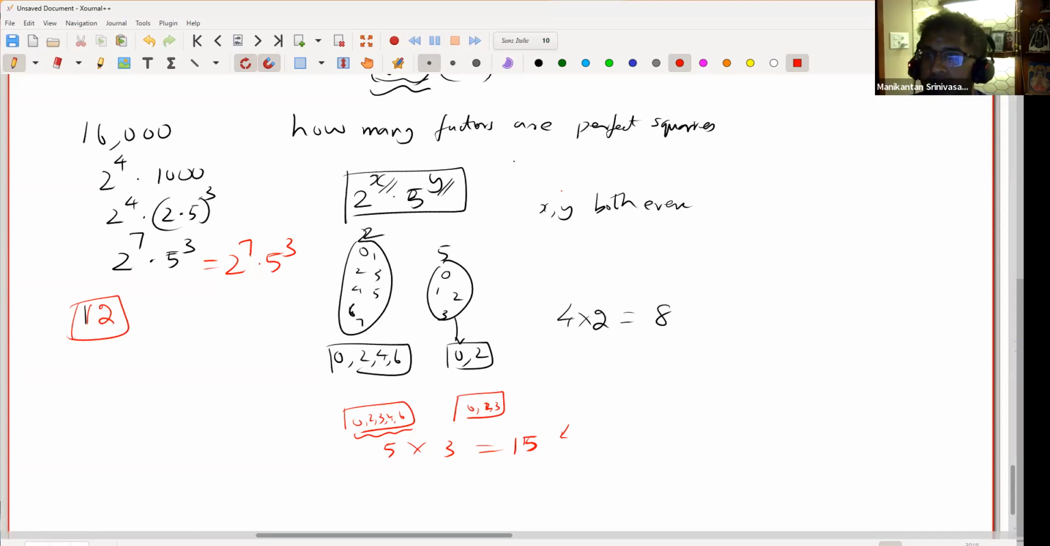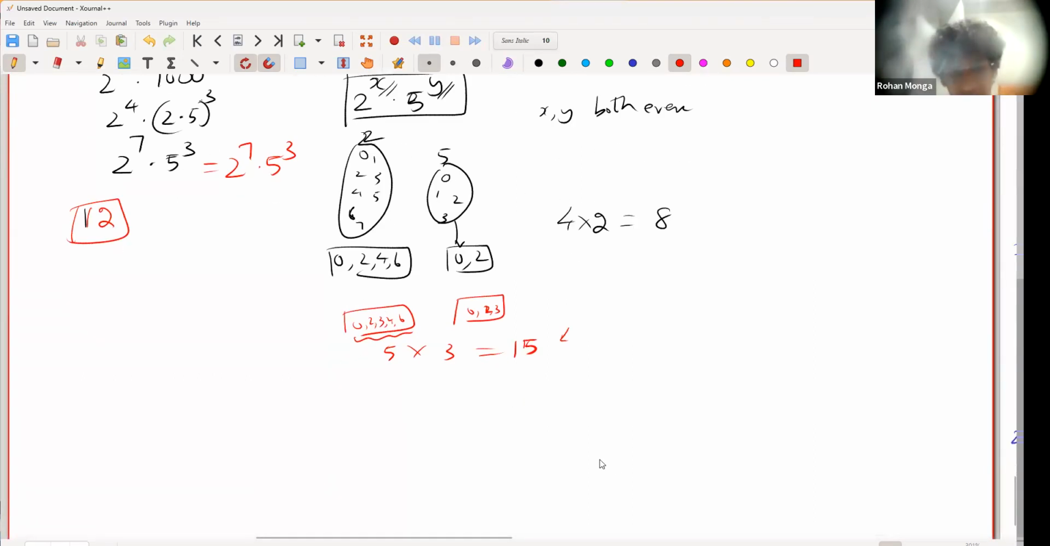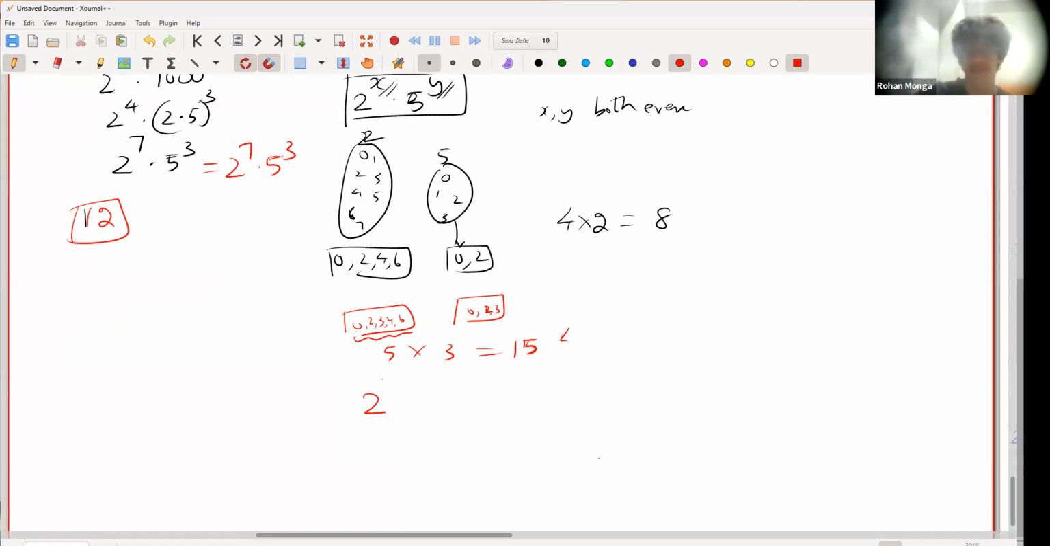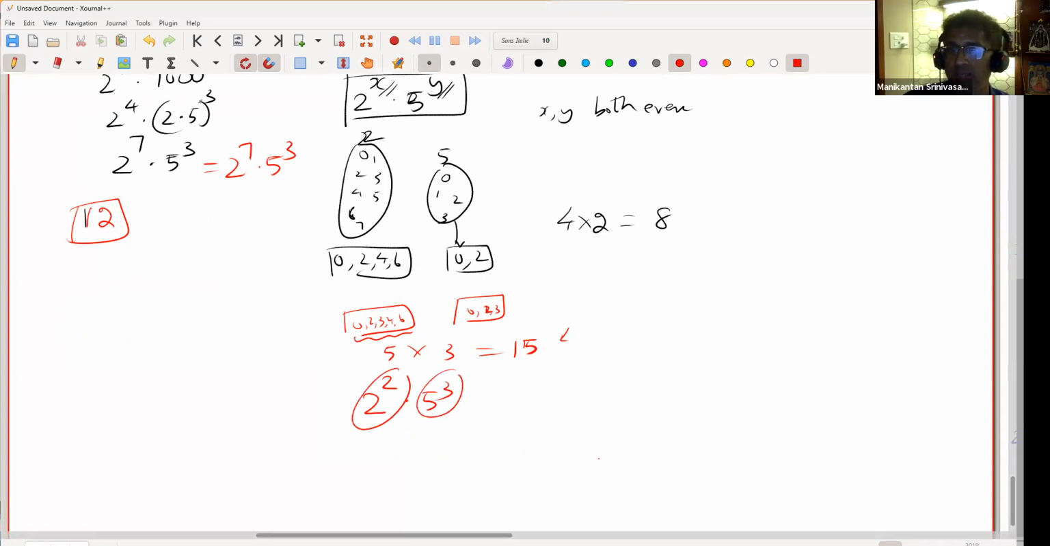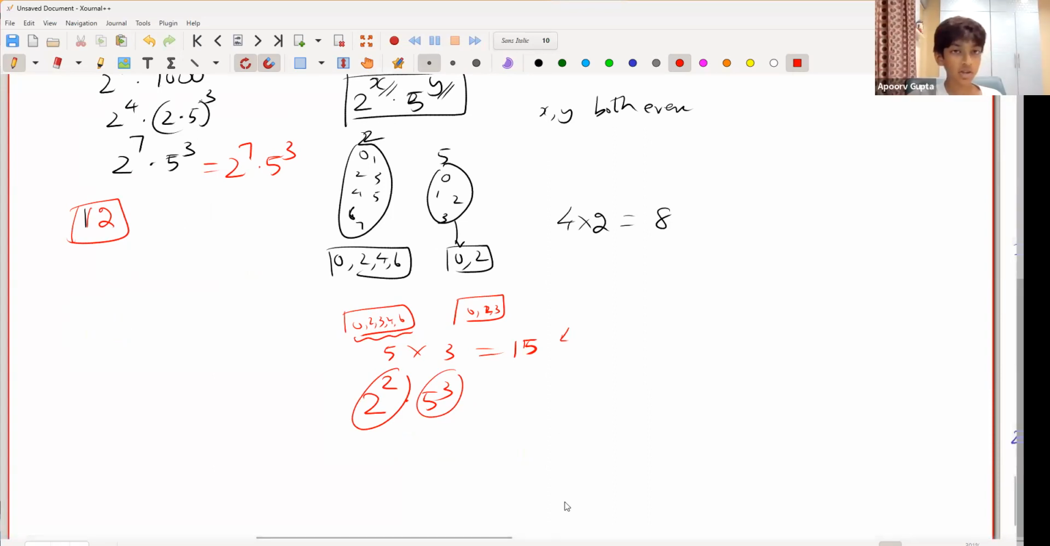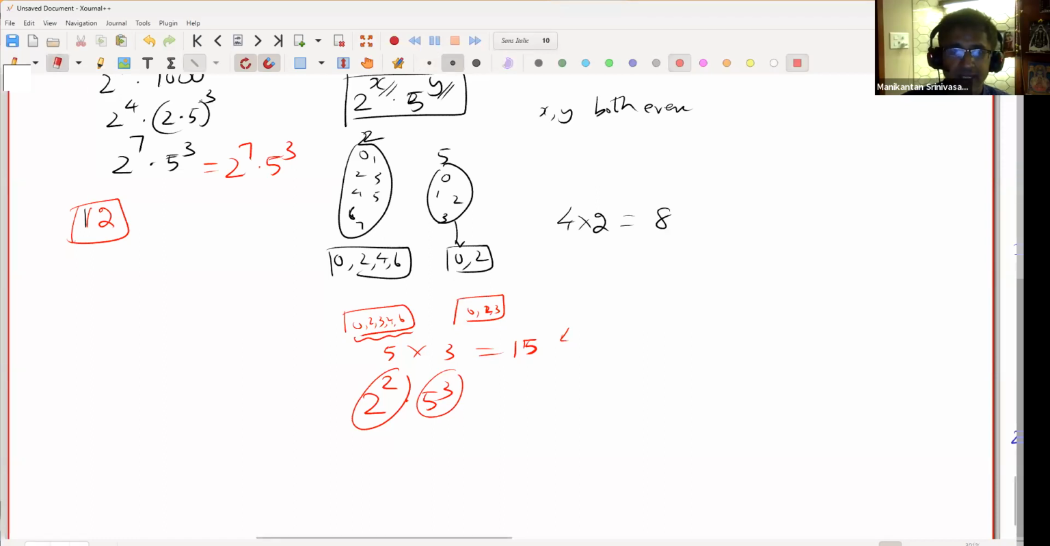Rohan, you have your hand up. Take the example of 2 raised to 2 and 5 raised to 3. It's neither a perfect square nor a perfect cube. Exactly. Very good answer. If I mix and match, then it's neither a square nor a cube, like 2 square times 5 cube. So you need to count cubes and squares separately and subtract the ones that overlap. Perfect. Exactly.